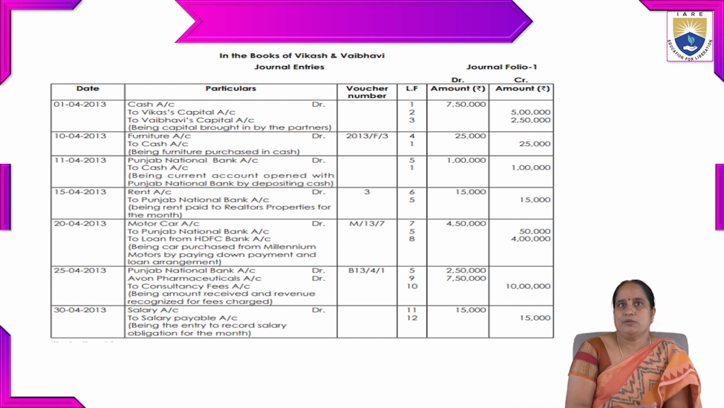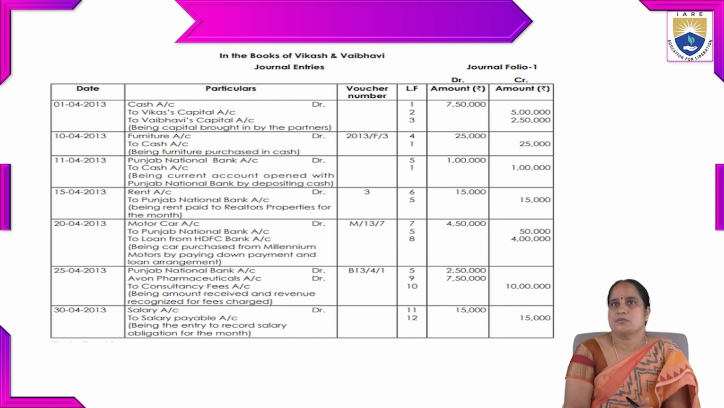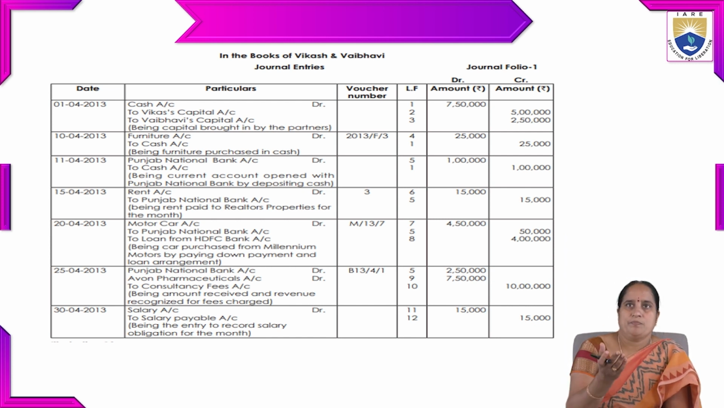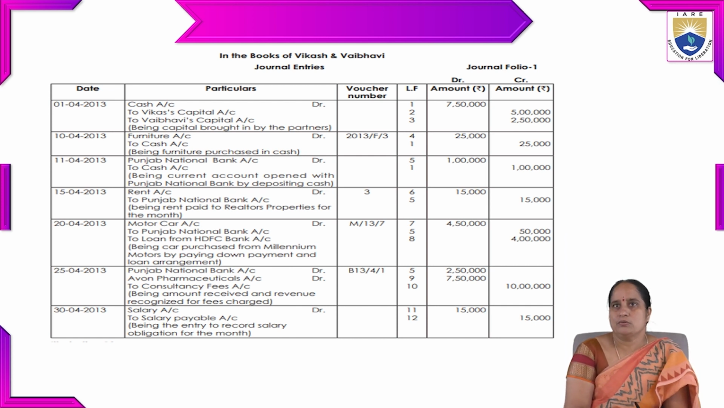And specifically, when we are talking about individual capital accounts, 5 lakhs invested by Vikas and 2 lakhs 50,000 invested by Vaibhavi. On 10th April, furniture account debited to cash account, being furniture purchased in cash. So immediately they purchased furniture by paying the cash. So furniture account to cash account. What comes in? Furniture comes in and cash goes out of the business.